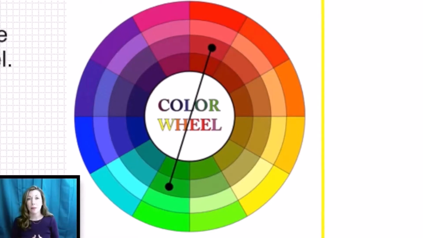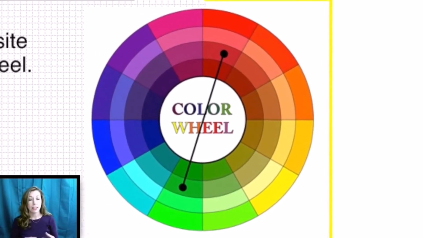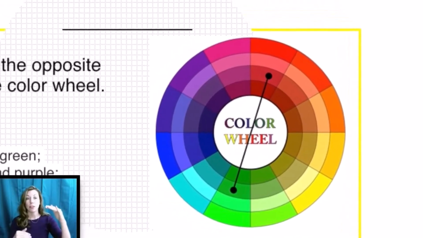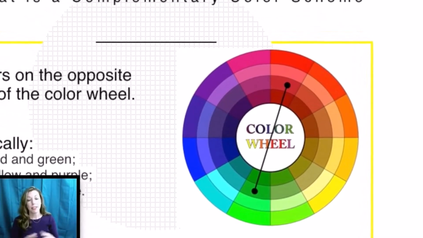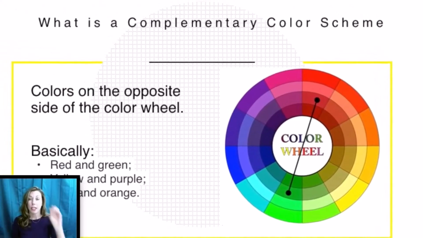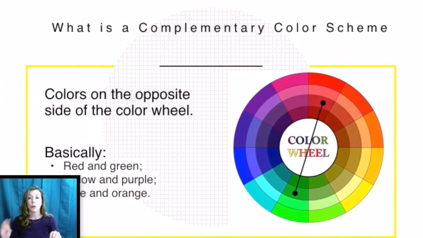Okay? So the first one that we're going to cover is the complementary color scheme. And the complementary color scheme is where you have a color on the opposite side of the color wheel. So if you break it down, it's basically like looking at reds and greens, yellows and purples, blues and oranges.